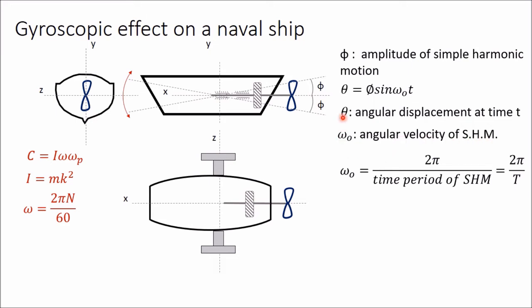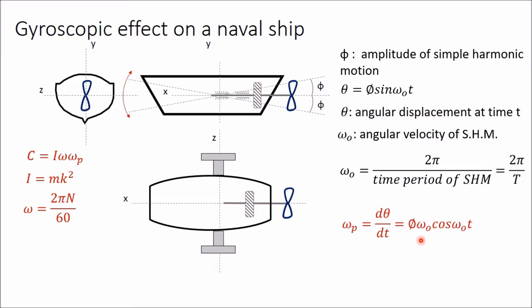Now the angular velocity of precession can be calculated by differentiating this theta with respect to time. So d theta by dt, that is omega p, the angular velocity of precession, and if you differentiate this, you will get phi omega o cos omega o into t. So when you put this value of omega p here, you can see this couple is varying with time. With time, this couple will change.